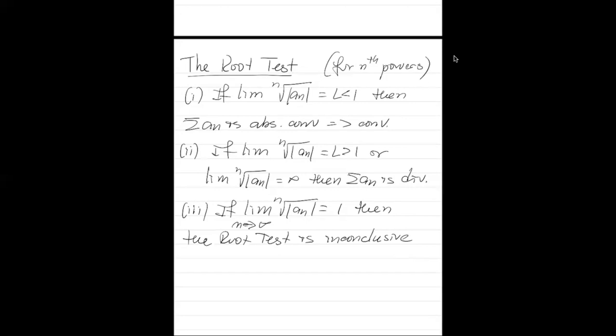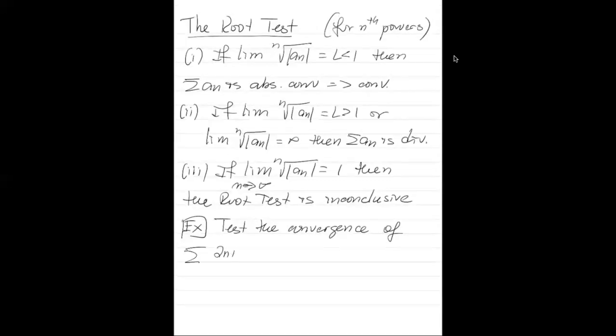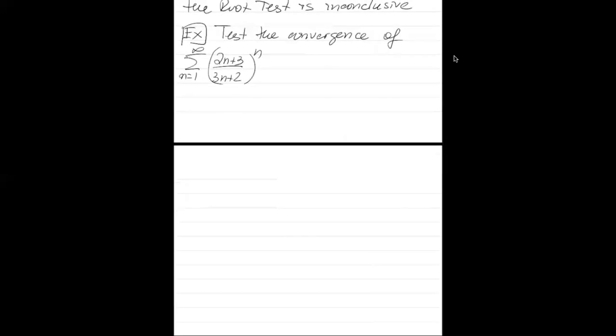All right, example. Test the convergence of sigma 2n plus 3 over 3n plus 2 to the power n. Note you can do the ratio test. It's going to be a little bit easier and faster to do the root test here. The nth term, obviously, is 2n plus 3 over 3n plus 2 to the nth power.